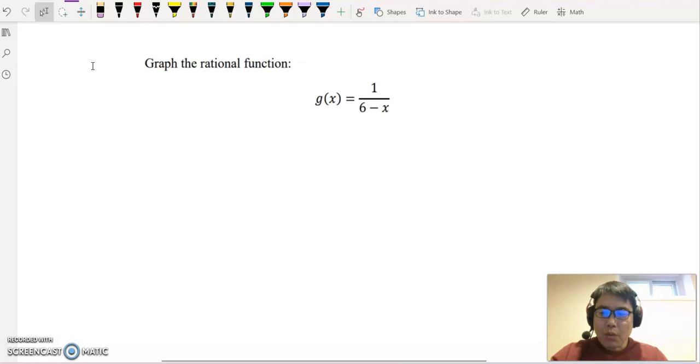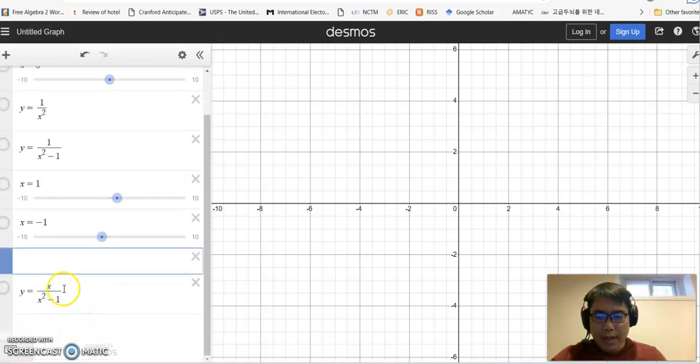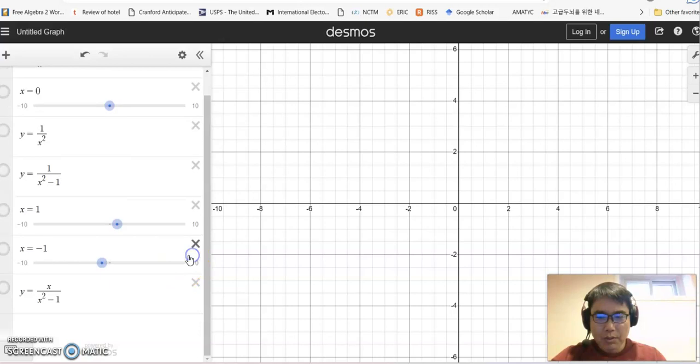So this time we will talk about graphing rational functions. Okay, so please look at this Desmos file. I just want to introduce basic rational functions first. So I made y equals 1 over x, 1 over x squared, and then just a little bit different one, 1 over x squared minus 1, and then last, x over x squared minus 1. Those are the four functions I want to introduce first because those are basically the basic forms.